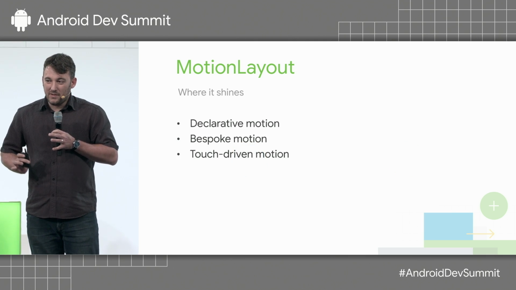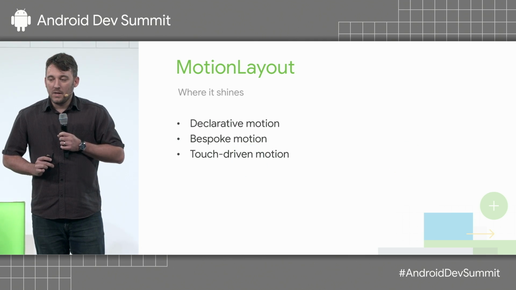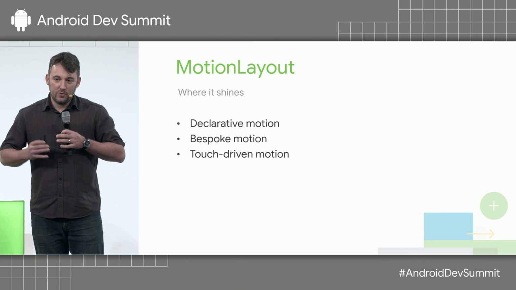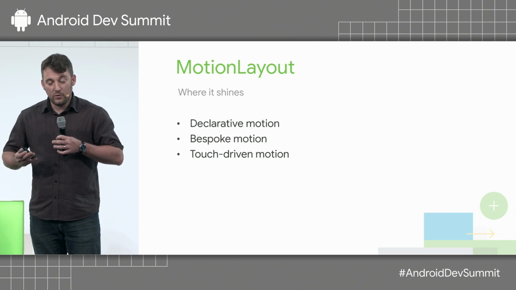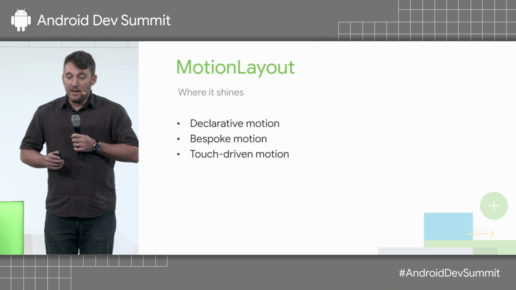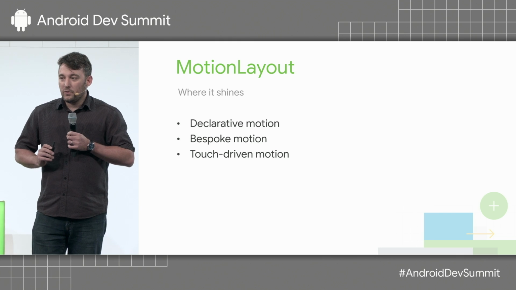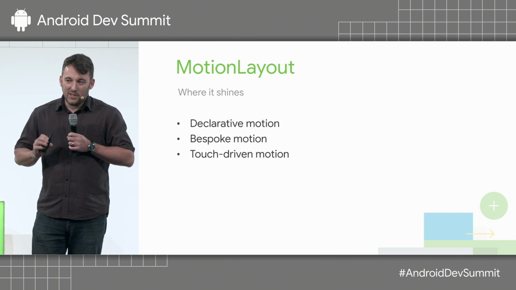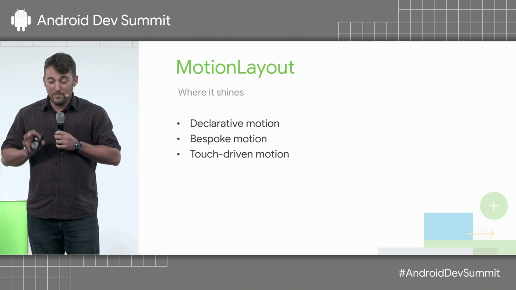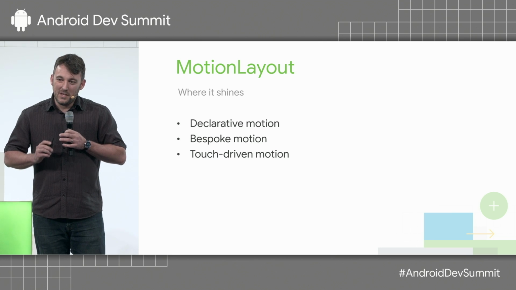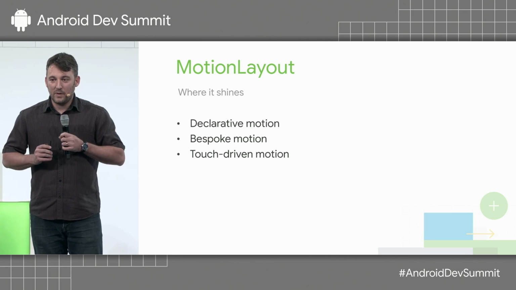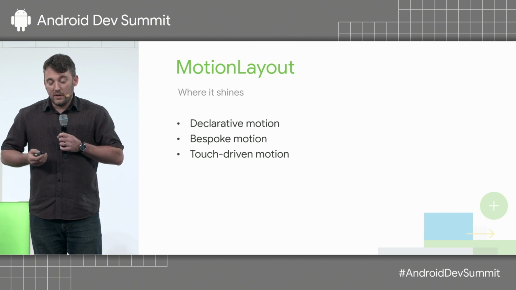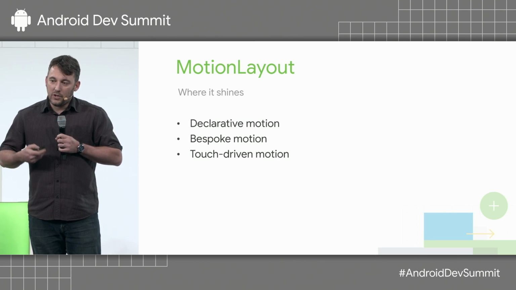To summarize, MotionLayout allows you to think about your animation, your transition, your motion as a declaration. You just specify what it should do, and we take care of it. It is great when you want to do fine-tuned animation, what we call bespoke animation, bespoke motion, where it's very specific what you want to do. It's about coordinating a bunch of widgets together in a very specific way. And finally, it's really nice as well for touch-driven motion.